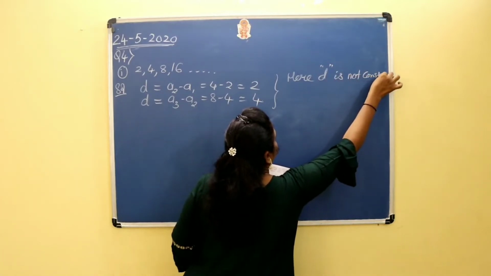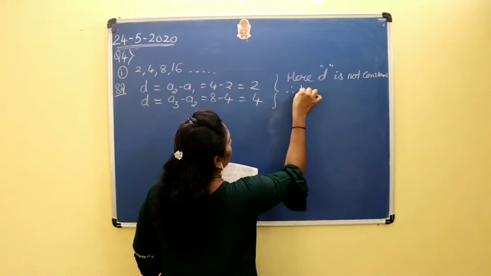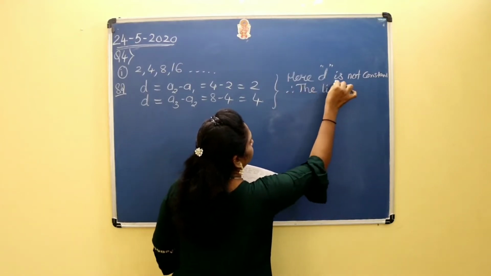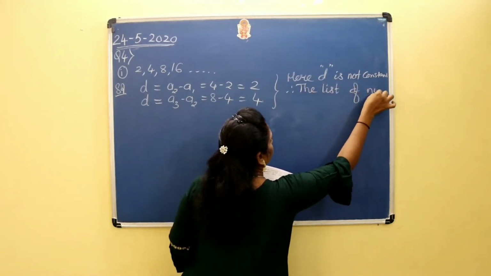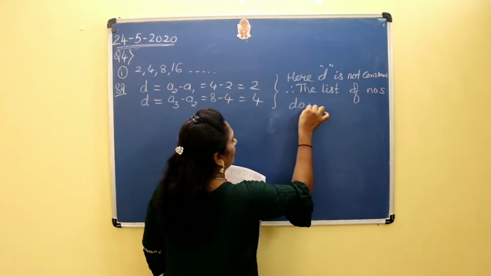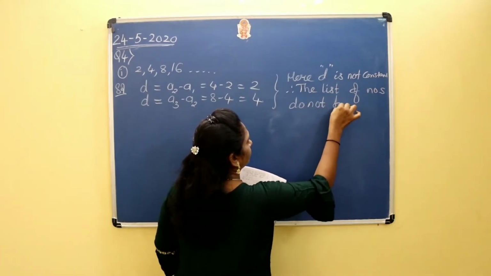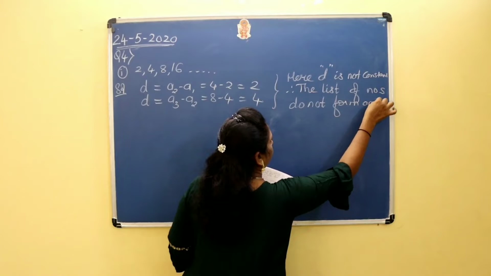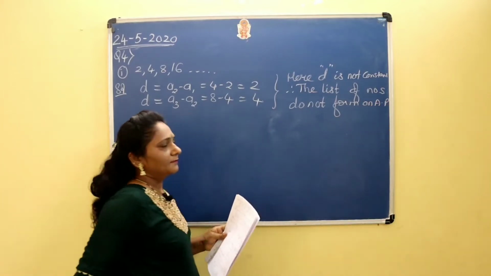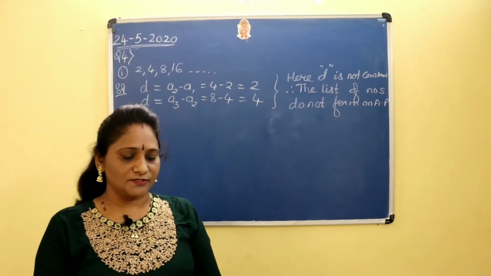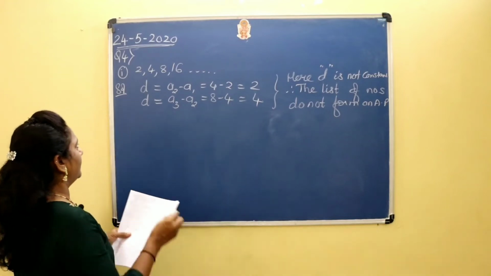Here d is not constant. Therefore, the list of numbers do not form an AP. Because d is not constant, the list of numbers do not form an AP.